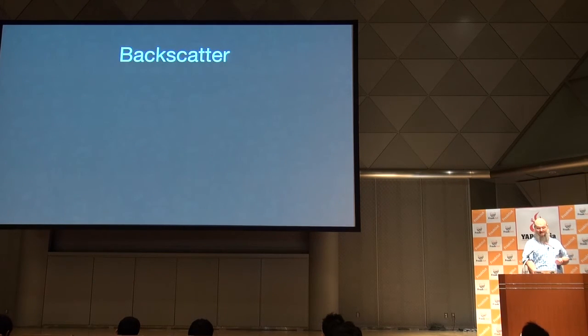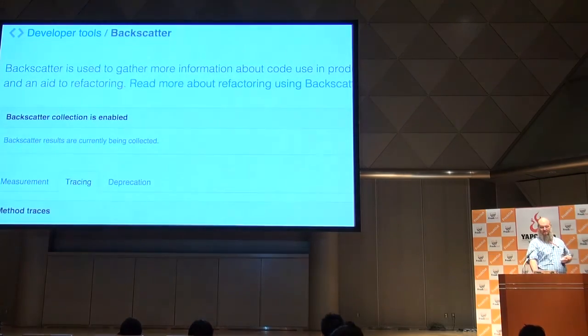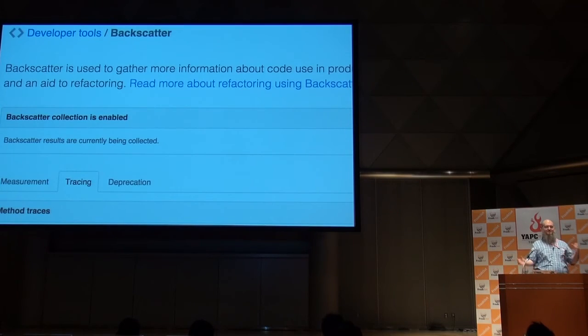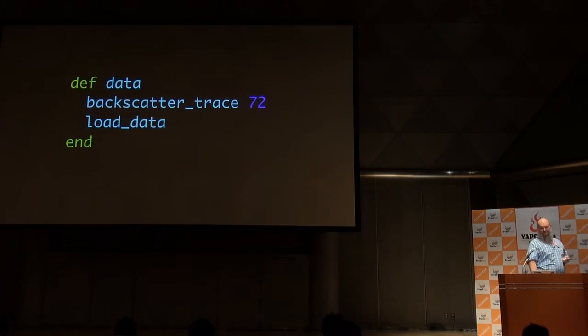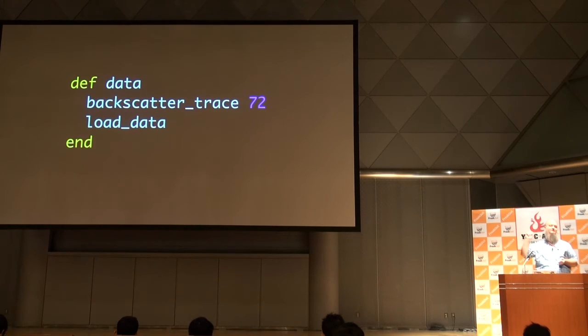The first one is called Backscatter. Backscatter is aimed squarely at solving the context problem. The context problem, recall, is when things happen way down the stack and you need to know how a thing is being called, why it's being used. Backscatter dumps a bunch of results into a web page from code calls like this. This is the tree entry data that we looked at earlier. Backscatter trace 72 means that 72% of calls. The developer refactoring this was halfway through the process of ramping this up when I pulled this screenshot.